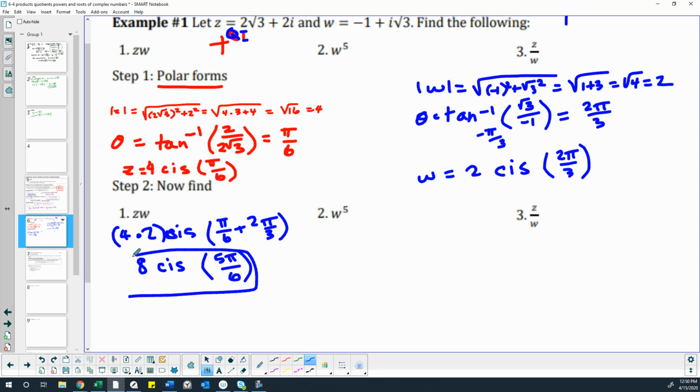What if we want to go ahead and do that in rectangular form? They will tell you if they want it in rectangular or not. But if they don't tell you and you look at the answer key and it's in rectangular, then you know that's what they wanted and you'll know how to check it. I don't remember. Okay, so cosine of 5 pi over 6.